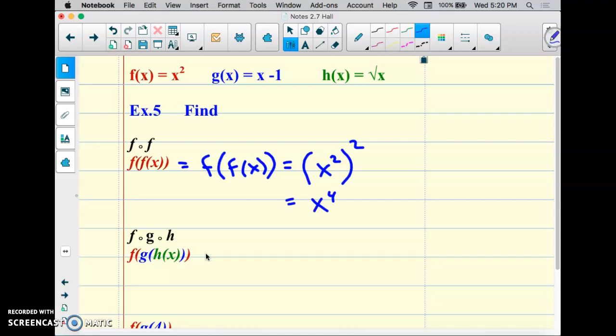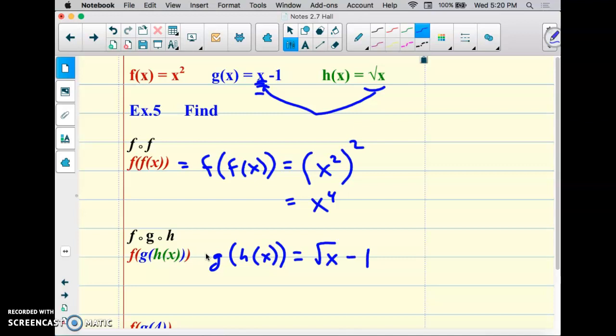F of g of h, I'm actually doing it 2 times. I'm doing the h of x into g of x. First I'm going to take h of x and plug it into g of x. So g of h of x equals, in the place of x, I'm taking the square root of x and plugging it in there. Square root of x minus 1.